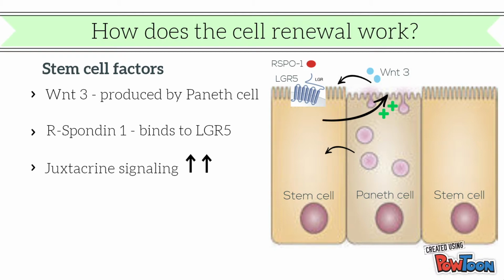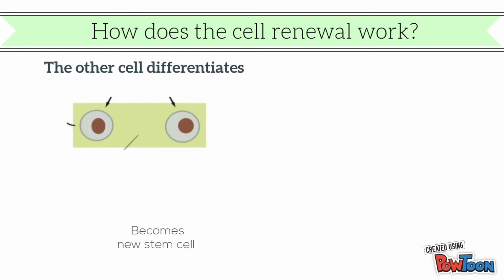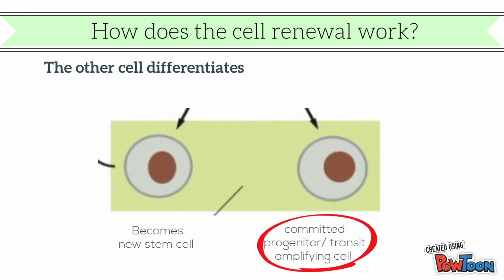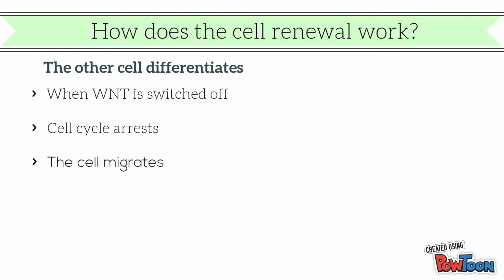The reason why the Paneth cells don't migrate is not totally clear yet. They express ephrin B3. This factor is probably required to enable the positioning of the Paneth cells. The other daughter cell differentiates into the committed progenitor or a transit amplifying cell. Only when the committed progenitor cells have switched off the canonical Wnt pathway, the cell cycle will arrest and they can escape repulsion. Now, it can leave the stem cell niche.